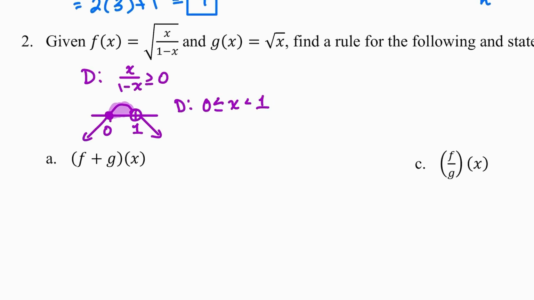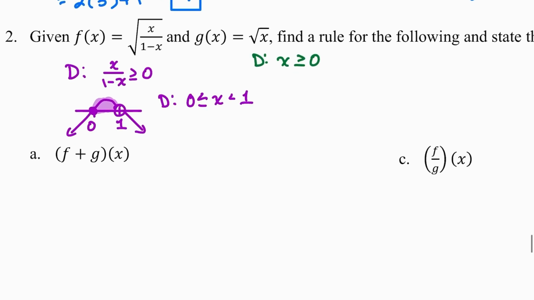Well, g of x is just the square root of x, so that means the domain for that would simply be that the radicand x has to be greater than or equal to 0.